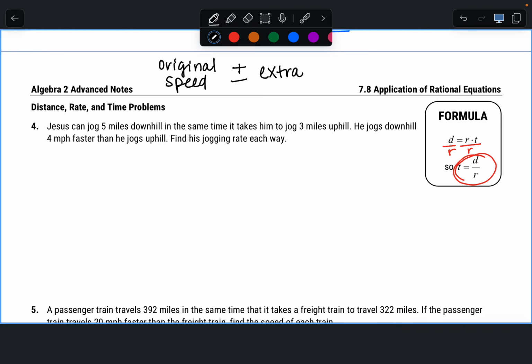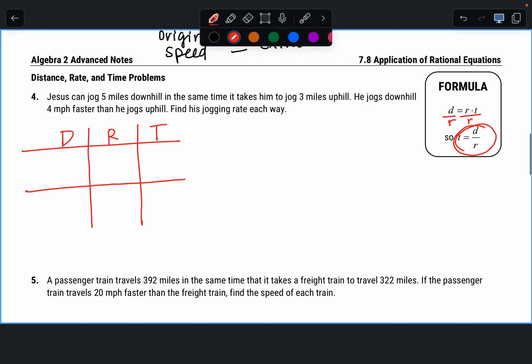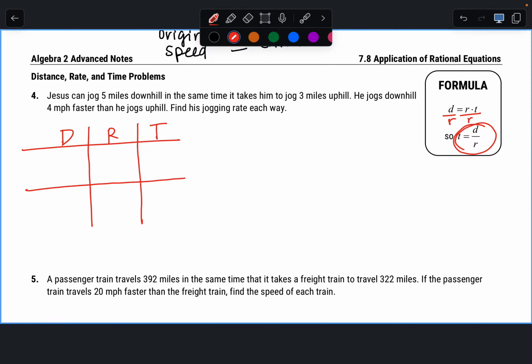So in example 4, Jesus can jog 5 miles downhill in the same time it takes him to jog 3 miles uphill. He jogs downhill 4 miles per hour faster than he jogs uphill. Find his jogging rate each way. So I'm going to set up a table: distance, rate, time. Now, there are 2 directions that he is going. He is either going uphill or he is going downhill.